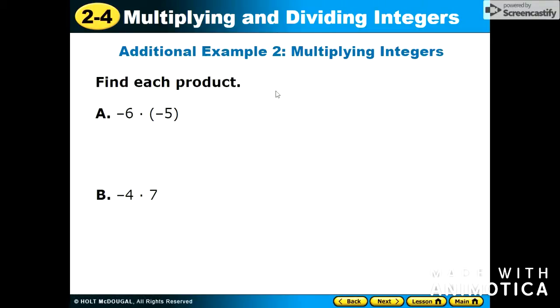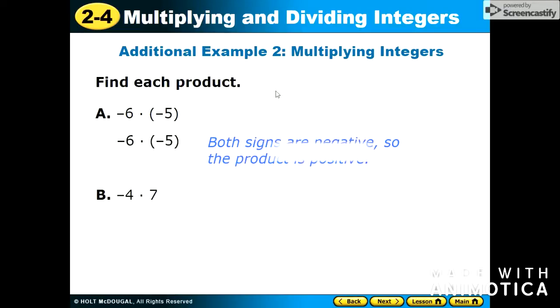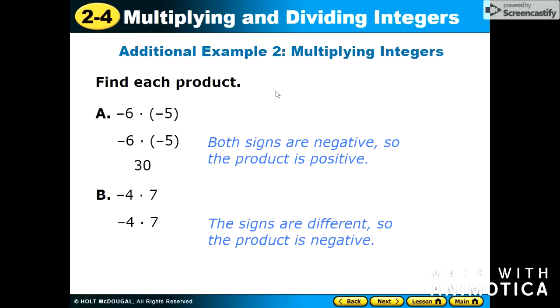Okay, so let's try that out here for example 2. -6 times -5. I'm thinking to myself here, both signs are negative, so the product is positive because they have the same sign. So 6 times 5 is 30. Next one, do they have the same sign or different sign? Well, here my 4 is negative and my 7 is positive. So my product, that's the answer to a multiplication problem, is going to be negative. So -28 would be my answer.